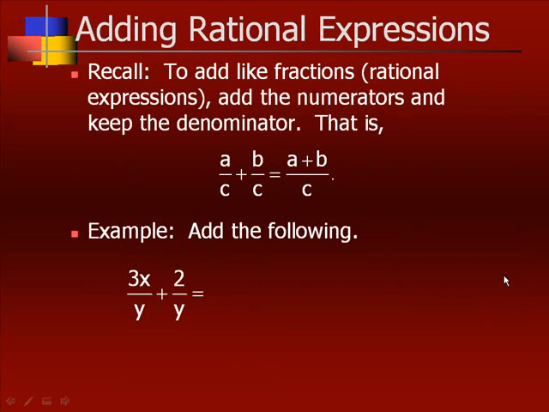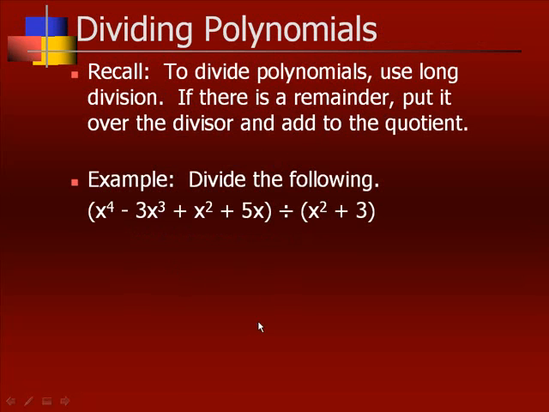Now, to add like fractions or rational expressions, you add the numerators and keep the denominators. That is, a over c plus b over c would equal a plus b over c. For an example, add the following. We have like fractions, so we add the numerators, 3x plus 2. We keep the denominator of y.